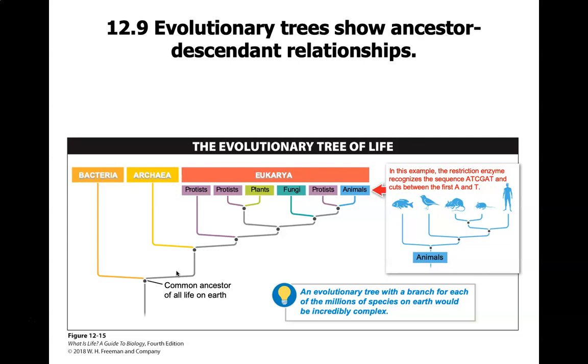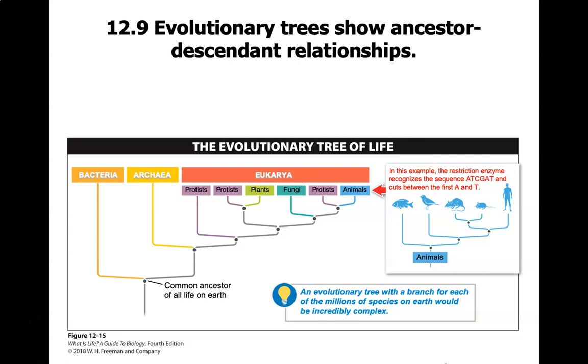So this is our big evolutionary tree of life. You'll notice that it shows the three big domains: bacteria, archaea, and eukarya. And then in here we're showing all of the eukaryotic kingdoms. So we've got the animal kingdom, the fungi kingdom, the plant kingdom, and then we also have this protist kingdom, which I'll come back to in just a minute.